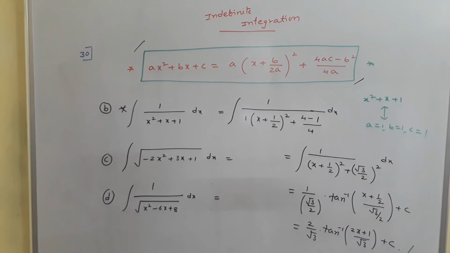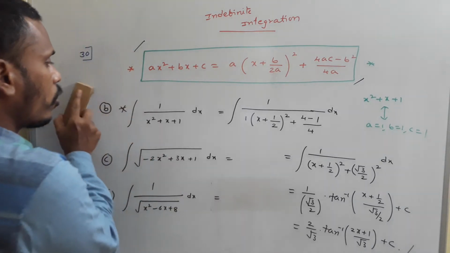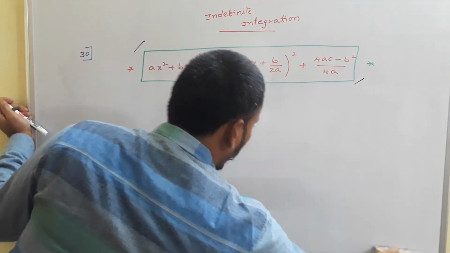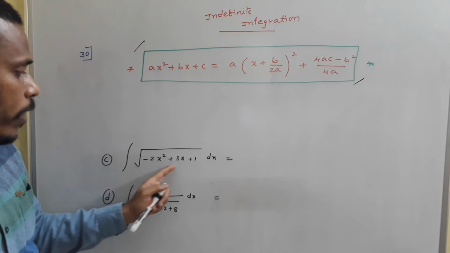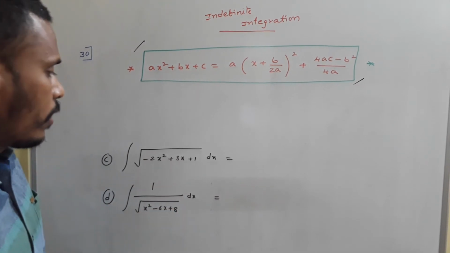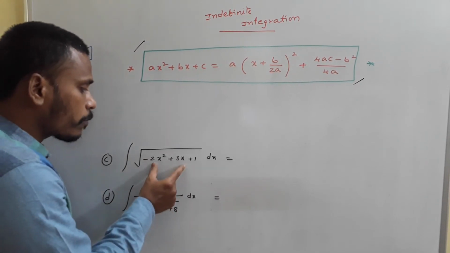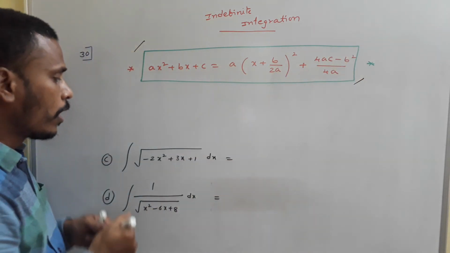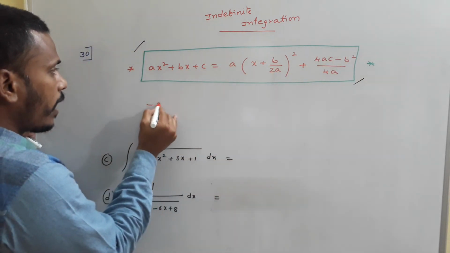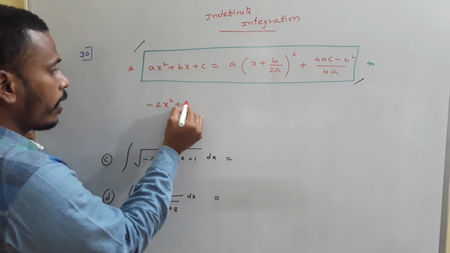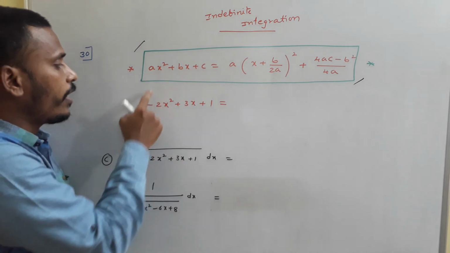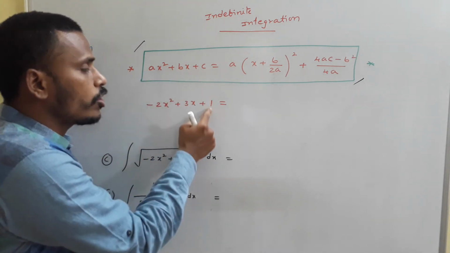This is the very simple way of answering these type of problems which involve quadratic expressions. Okay, then think about the next bit. What is now integral of minus 2x square plus 3x plus 1 dx? For that, first of all, we need to express this minus 2x square plus 3x plus 1 as a perfect square plus some constant. So what is this? This is minus 2x square plus 3x plus 1 is equals to, just observe here, a is minus 2, b is 3, c is 1, replace.